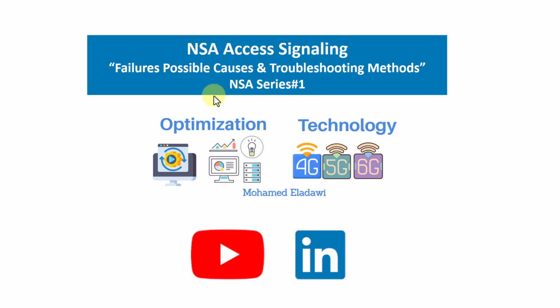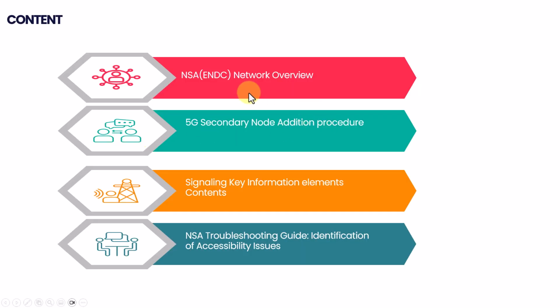So let's move directly to the contents and see what we're going to cover today. As you can see, the first part is going to be done for today. I'll give a quick recap about the non-standalone network overview, particularly about option 3x. Then we'll go through the 3GPP signaling for the secondary cell. I'll be explaining the signaling flow starting from the 4G until the 5G SgNB is added.